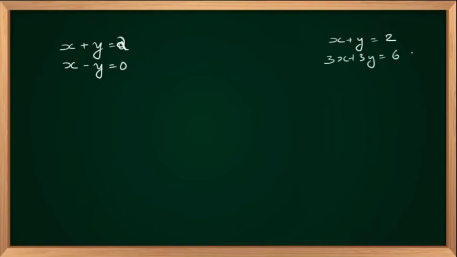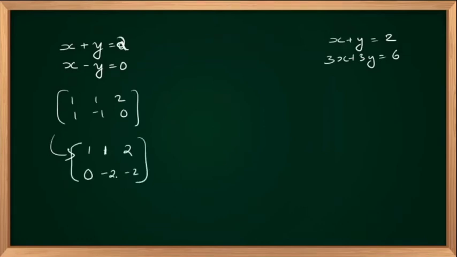Okay, this is a pretty straightforward case. So we have seen 1, 1, 2, 1, minus 1, 0, and obtained the rank. If I subtract this, this becomes 0, minus 2, minus 2, right? So here the rank is equal to 2, for both the augmented matrix and the coefficient matrix.